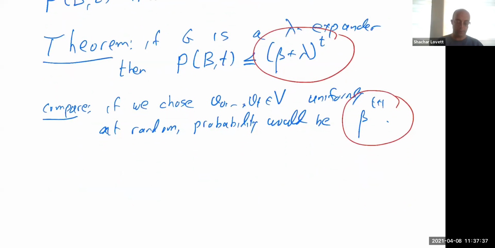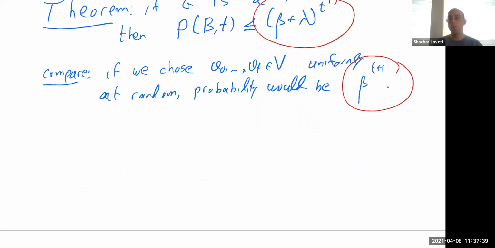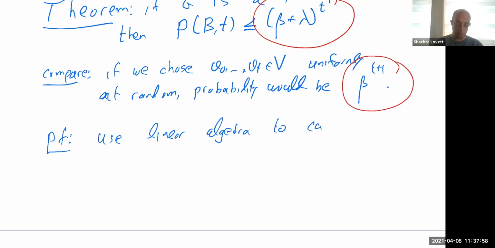So let's prove it. Again, the idea is going to be that we want to use some linear algebraic properties to capture this probability we're trying to compute. So we want to use linear algebra to capture this P, Bt. That's going to be the first step. How do we use linear algebra, the matrices and the vectors, to capture that?